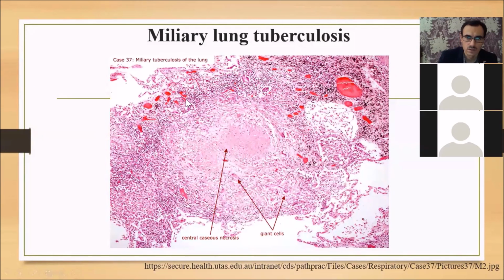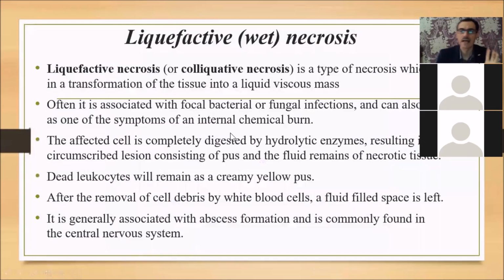Okay. Here, about tuberculosis as a disease, we'll discuss later in our special pathology courses. But here we're interested in the structure of the necrosis. This is the dry necrosis. But there is another type of necrosis, the wet necrosis or liquefactive necrosis.